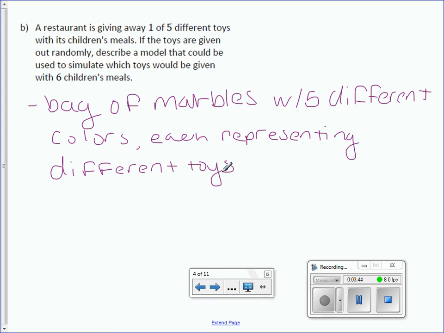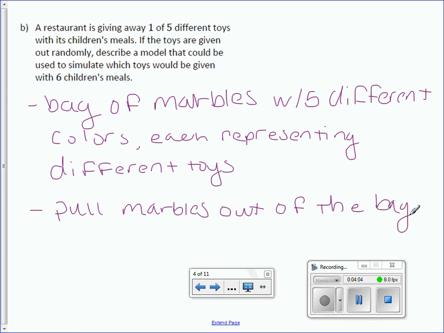And we want to know the next 6 children's meals. So we would pull marbles out of the bag six times. But we need to do this with replacement. What that means is every time I choose a marble, I can record what color I got, and then I'd have to replace it in the bag, put it back in the bag.